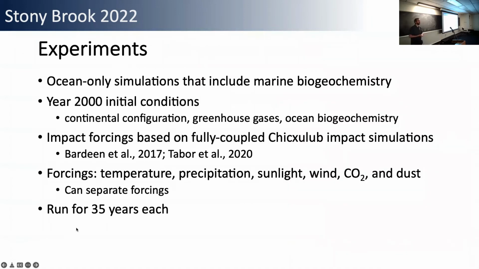So as I mentioned, we're doing ocean-only simulations here. So ultimately, our goal is to use the Cretaceous boundary conditions and have a fully spun-up configuration for the Cretaceous. But for our first preliminary testing, what we're really looking at is just to see how the present-day climate would respond to these different impact winter forcing scenarios. And so what we're using here is year 2000 boundary conditions, so present-day geography, land cover, with a spun-up year 2000 biogeochemistry in the ocean.